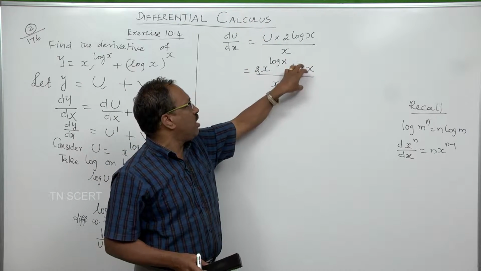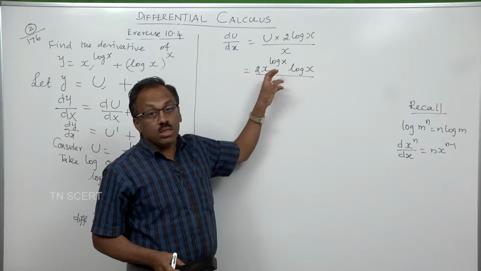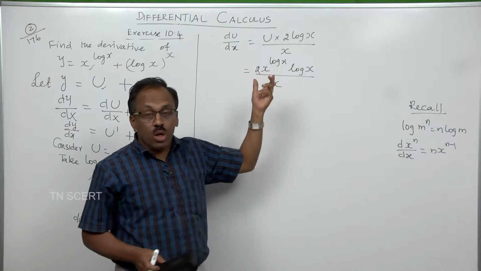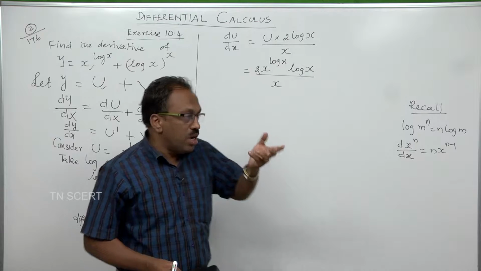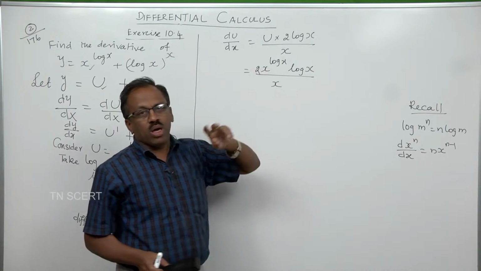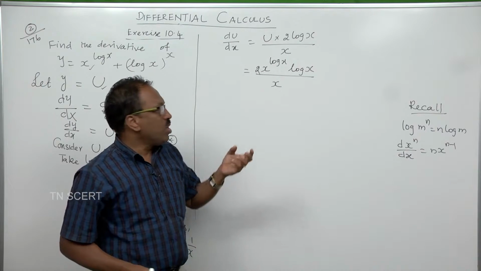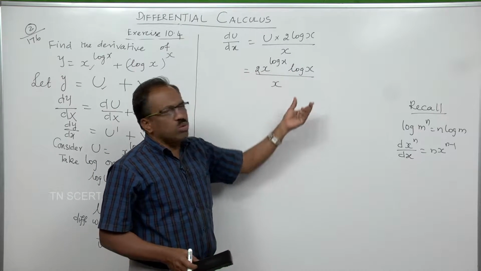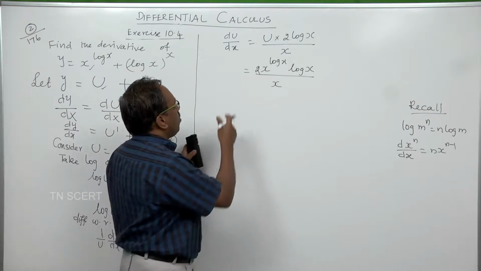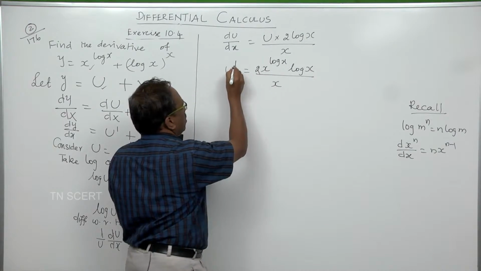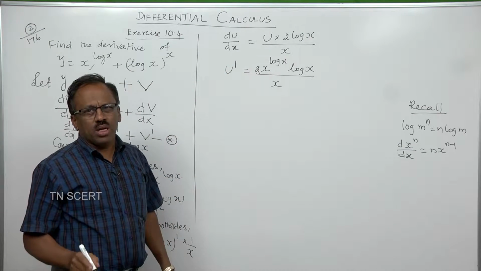This is a logarithmic term, and this is a term called an algebraical term, but at the same time x power log x is also like logarithmic functions, like e power x. So we cannot do anything, let it be. That means this is nothing but u dash. So the first part I completed.